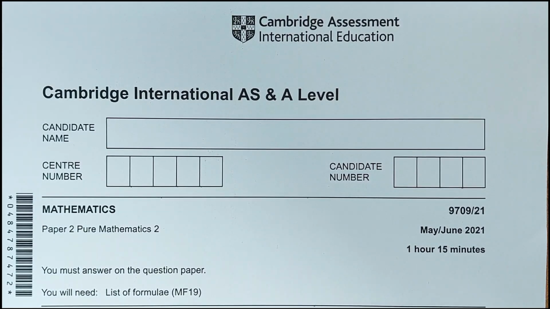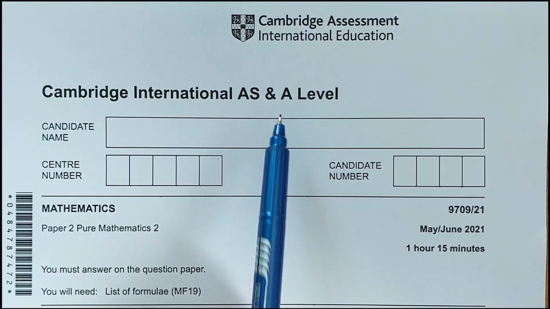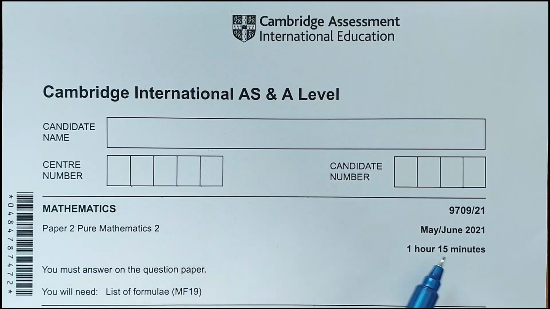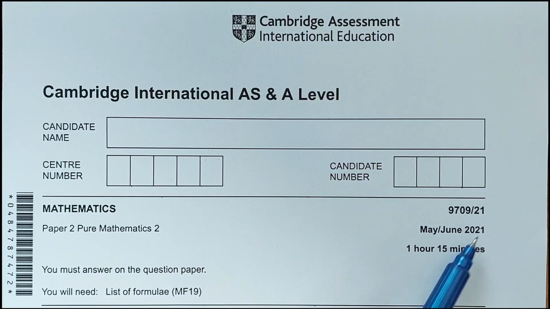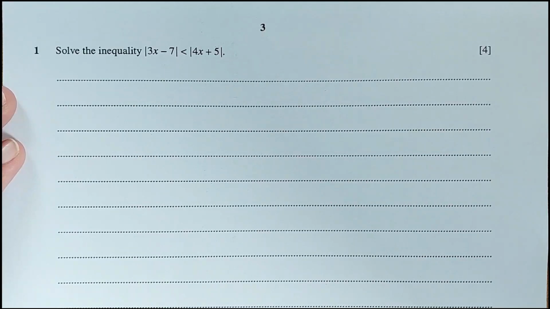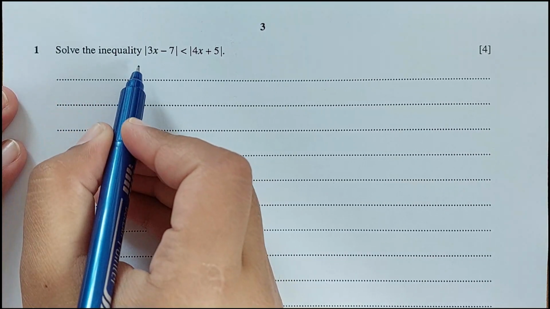Hi everyone, in this video I'm going to solve A-Level Pure Mathematics Paper 2, May-June 2021, Paper 2-1. So let's start with the first question. Question number 1, solve the inequality.